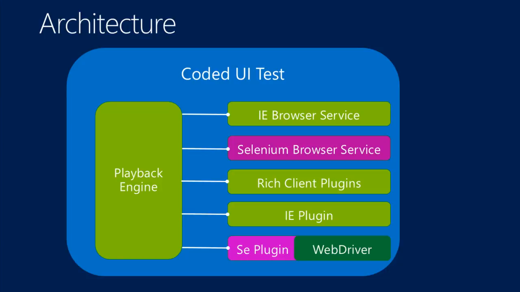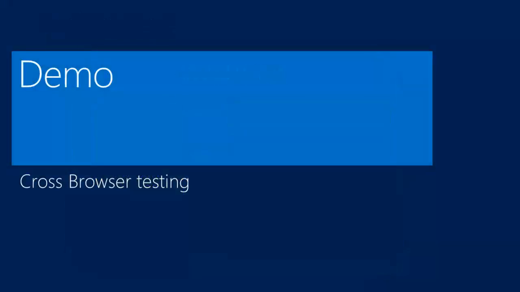And it uses a standard extensibility. The Coded UI test feature was shipped in 2010, and extensibility was built into it. We have implemented our own browser service, the IE browser service, using that extensible model. And now we have used the same model for Selenium also. And the Selenium acts as the driver for Chrome and Firefox. Okay, now let me switch over to my demos.